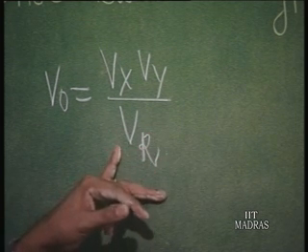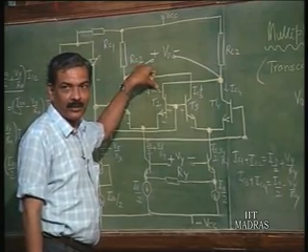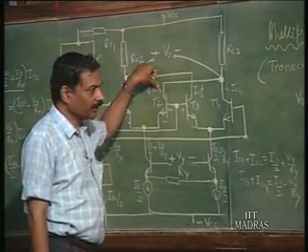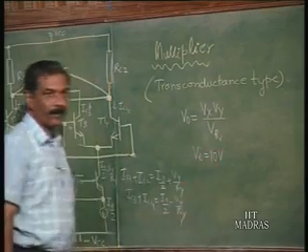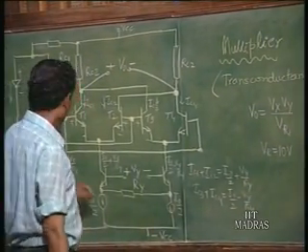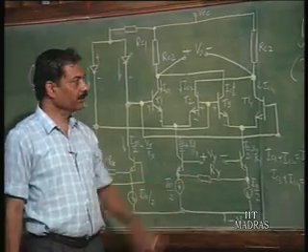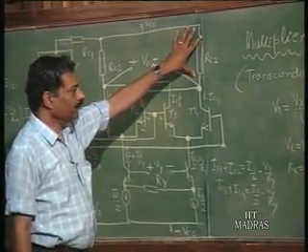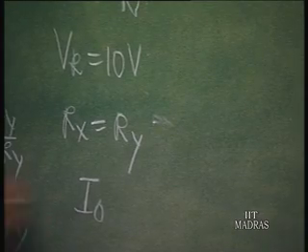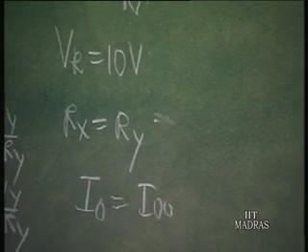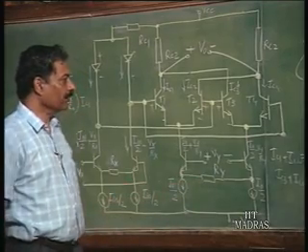This Vr could be made equal to 10 volts by proper choice of Rx, Ry and RC2, and I naught by 2 and I naught naught by 2. Rx can be made equal to Ry, and I naught can be made equal to I naught naught, so that all these current sources can be derived out of the same current mirror principle.